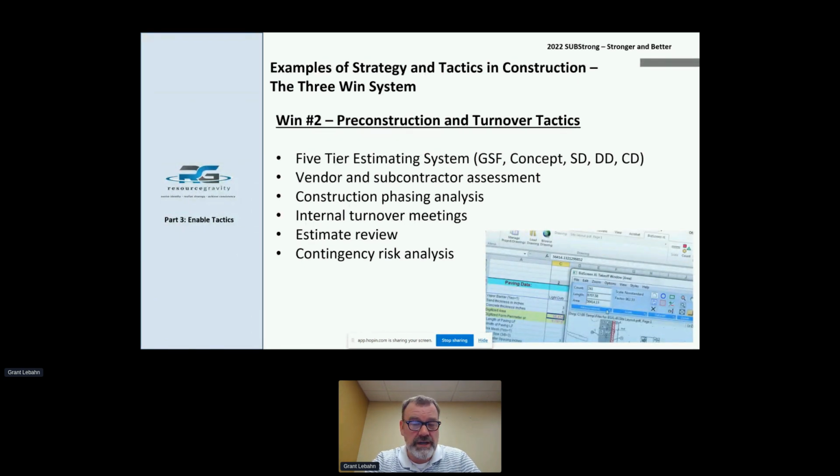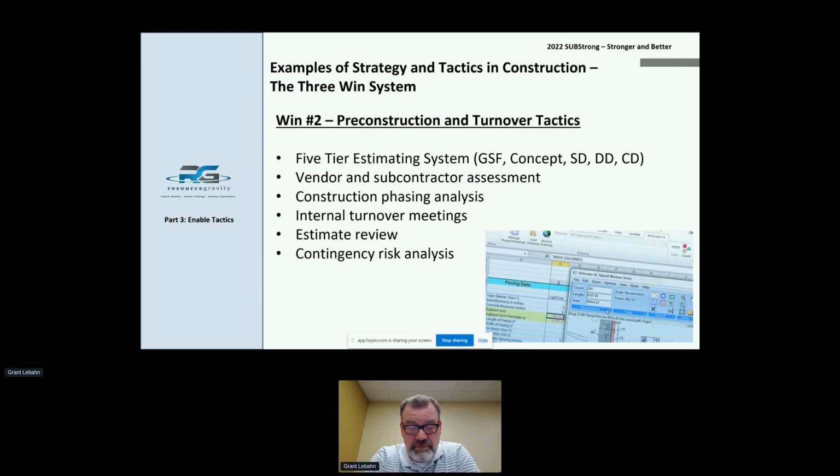A couple other tactical ideas in pre-construction and turnover is a construction phasing analysis. Be really specific about what you want to do for construction phasing. Internal turnover meetings: I know there are different ways to do internal turnover meetings, but being tactical about that and knowing when and how to do them is a good idea to throw out there as a tactical idea.